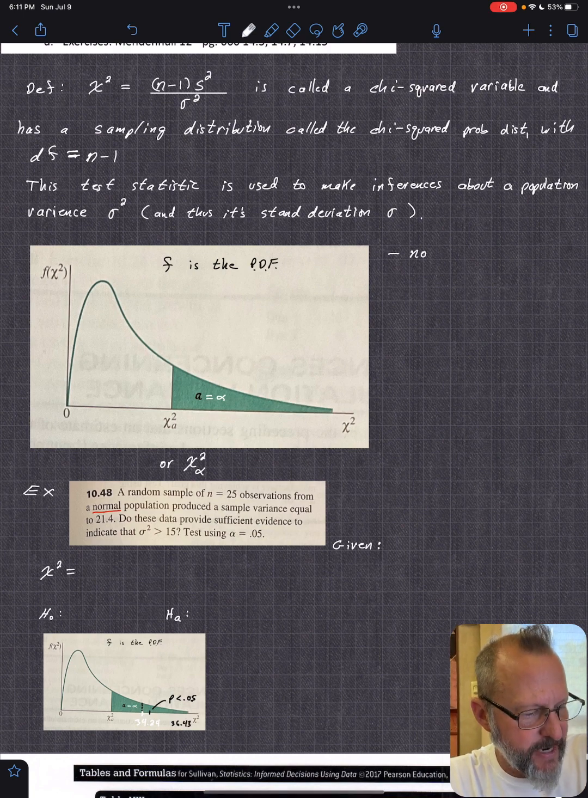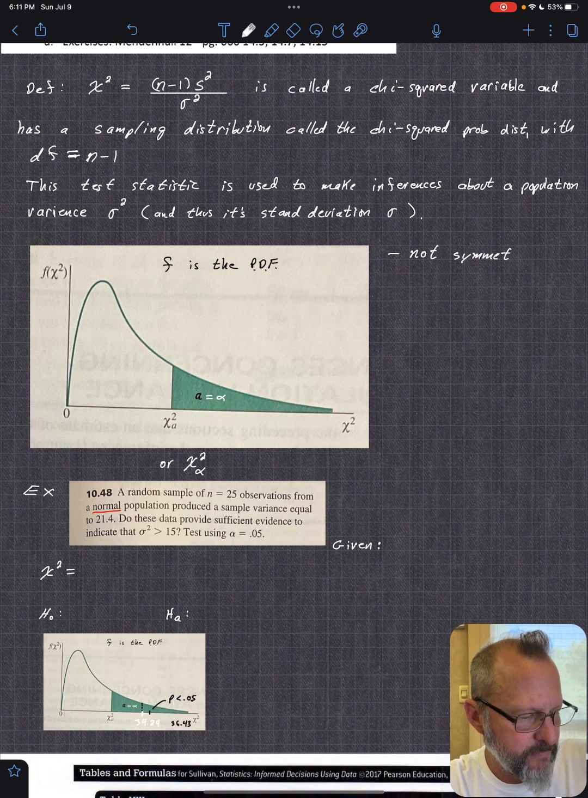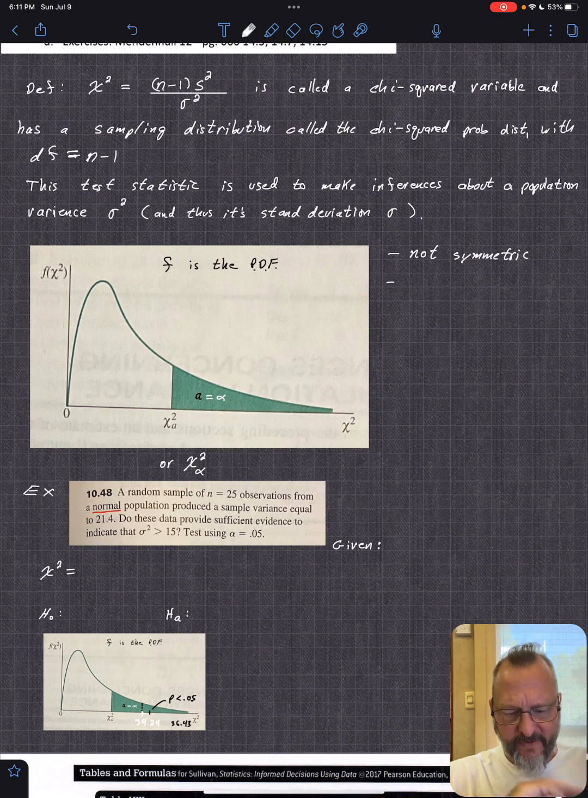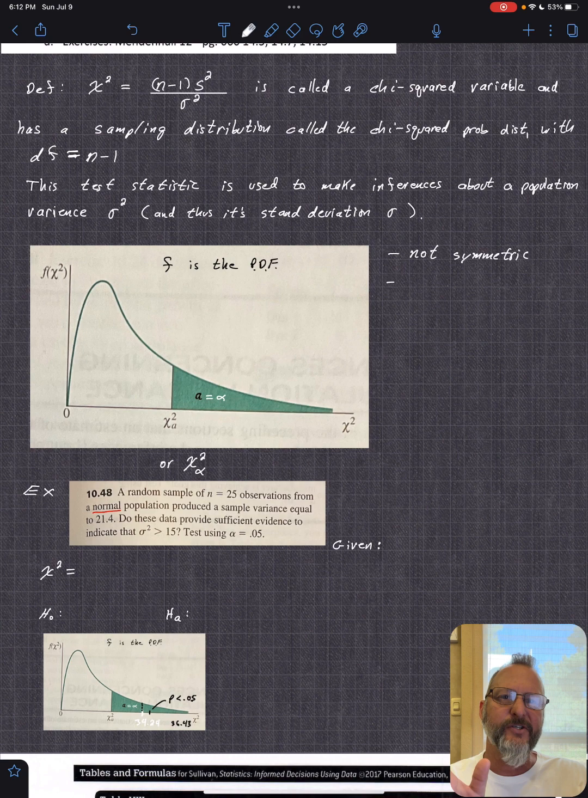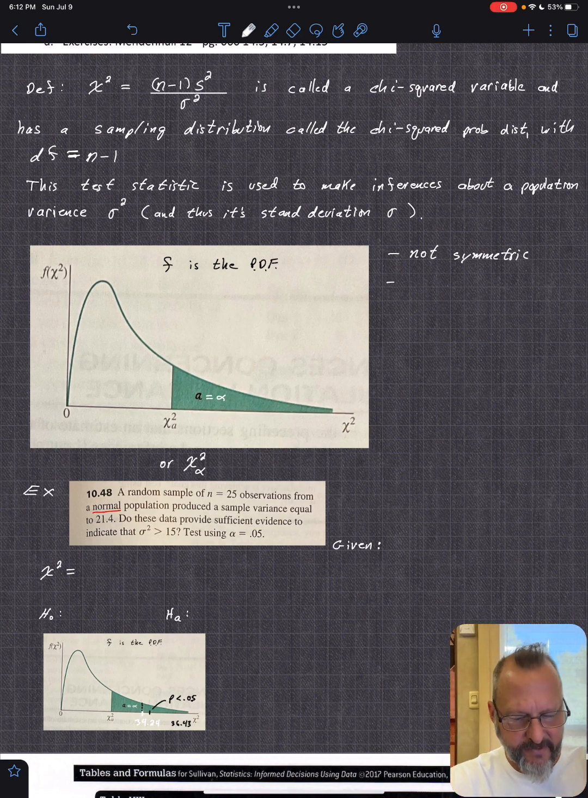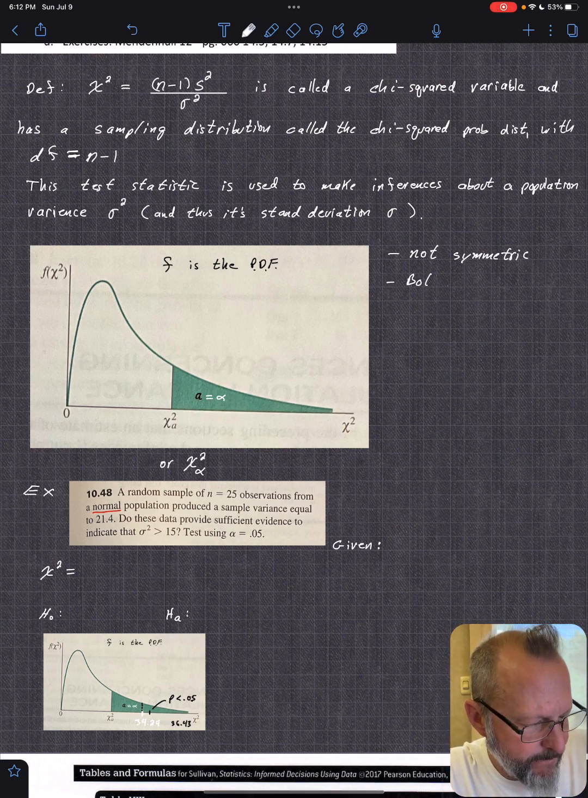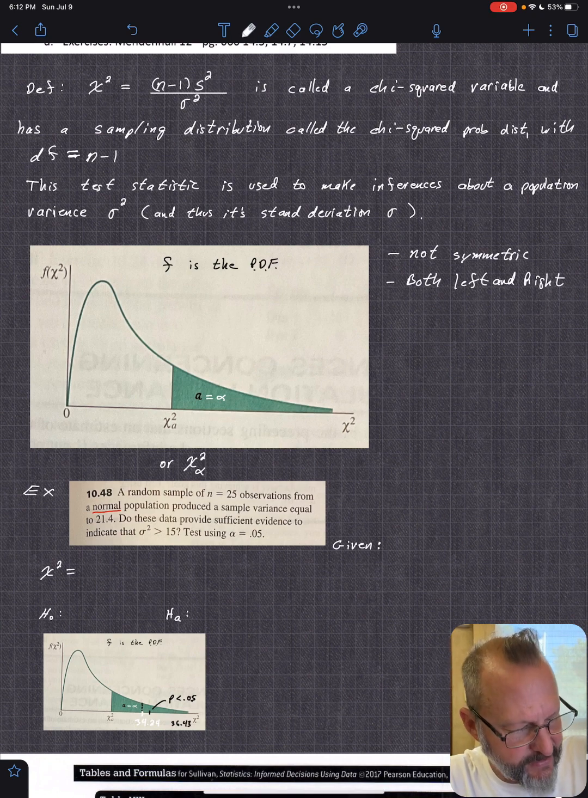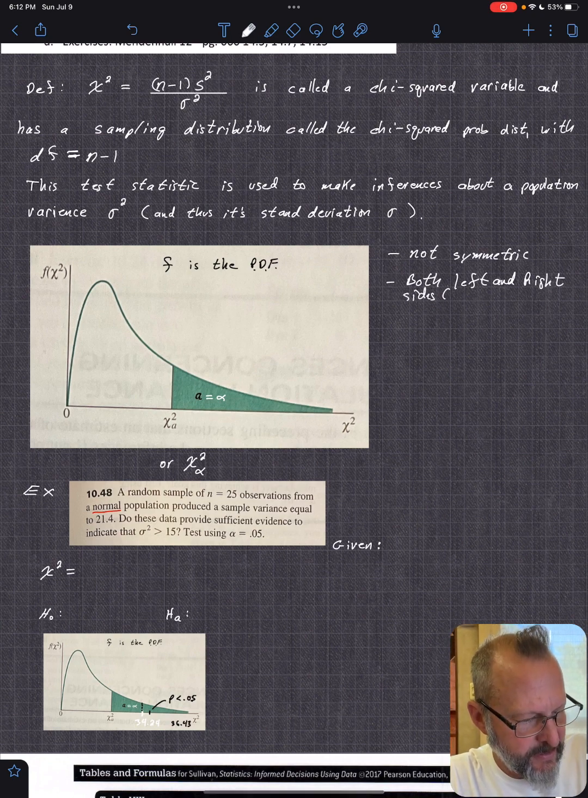So we're going to go through some aspects of it. It's not a symmetric graph. Both left and right side tails are tabulated. So you can't just do one side and say, well, that's good enough because the other side is just negative. All right, so both left and right sides, or the tails, are tabulated in the chart.